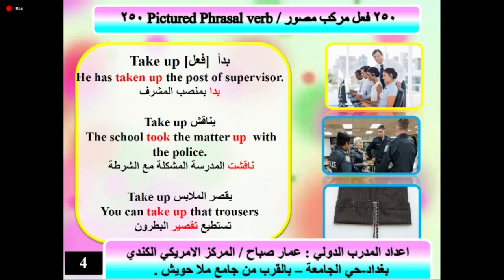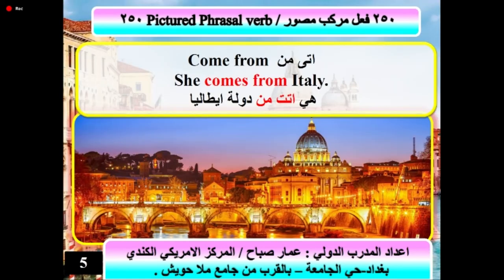Take up also means cut clothes, يقصر الملابس. You can take up that trousers, تستطيع أن تقصر تلك البناطيل. Let's read together. Come from also means يأتي من. Where do you come from? I come from Iraq, من أين أتيت؟ أو من أين أصلك؟ She comes from Italy. Let's read together.